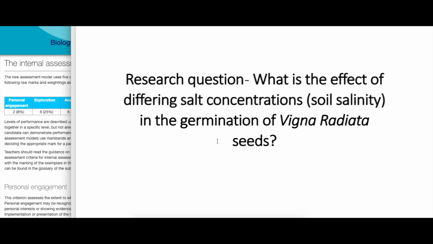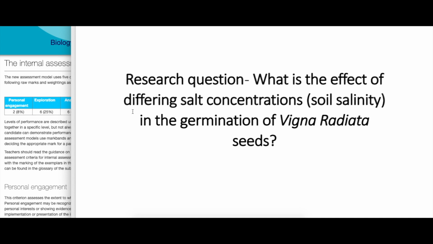Let's have a look. The student's research question is, what is the effect of differing salt concentrations, soil salinity, on the germination of Vigna radiata, which are the mung beans, which lots of biology students would work with. They tend to germinate very easily.